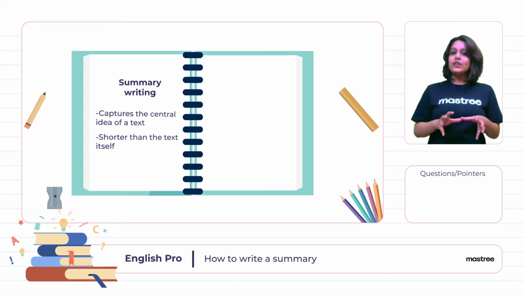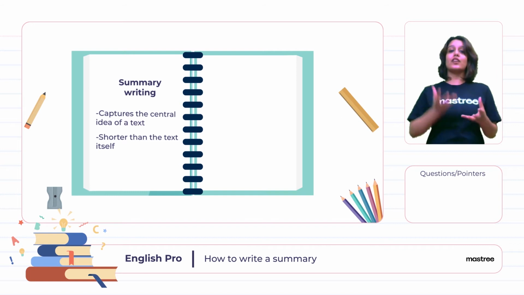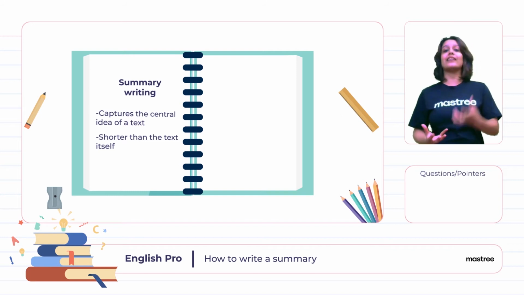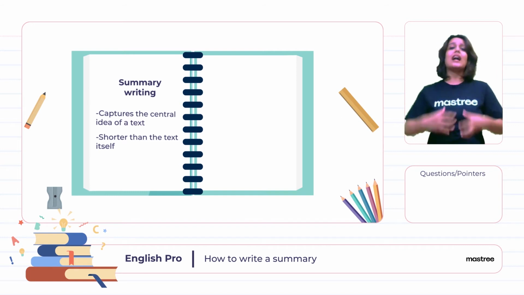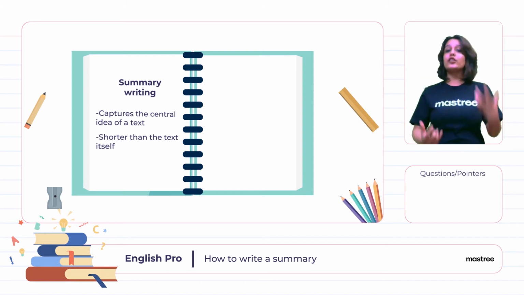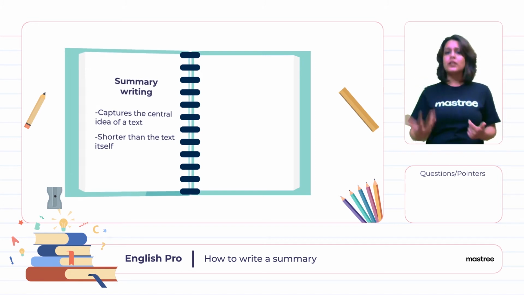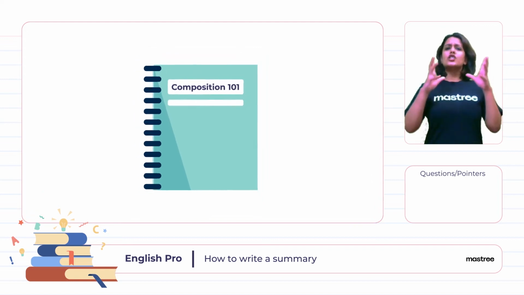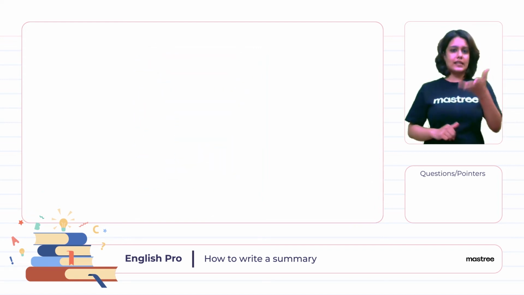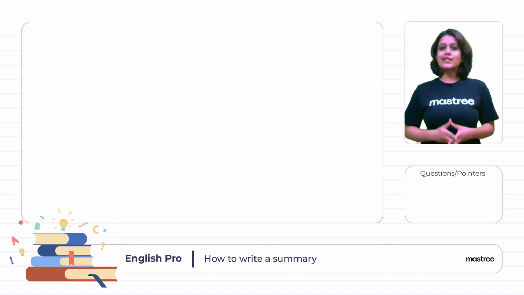Now, a summary, therefore, what does it do? It shows an understanding of an article or a text that is presented to you. Like, how do you perceive it? What did you think of it? What were your opinions of it? So, how do you get started on writing a summary? Let's look at the steps.